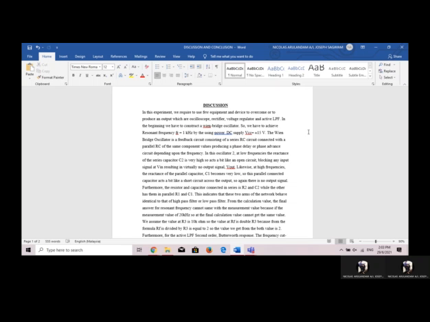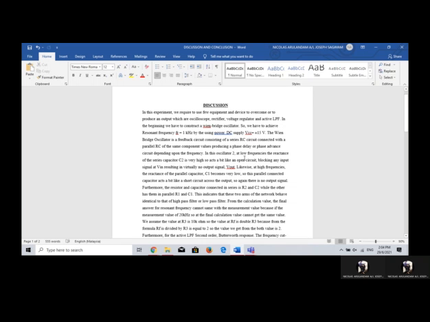In this experiment, we are required to equip a few equipment and devices to produce the output, which are the oscilloscope, rectifier, voltage regulator, and the active low pass filter. In the beginning, we have to construct the Wien bridge oscillator. We have to achieve the resonance frequency at 1 kHz by using the DC power supply, and VCC is 15 volt. The Wien bridge oscillator is a feedback circuit consisting of a series RC circuit connected with a parallel RC circuit, producing phase delay or phase advance depending upon the frequency.